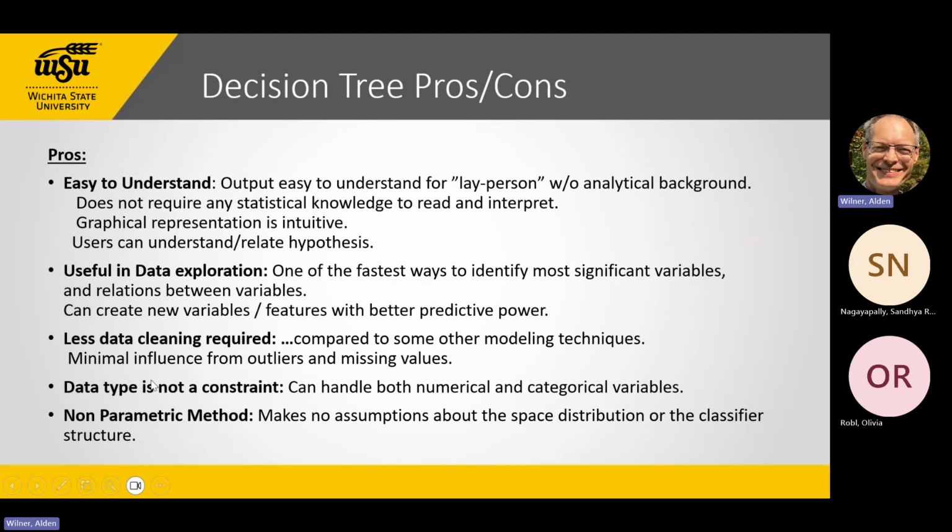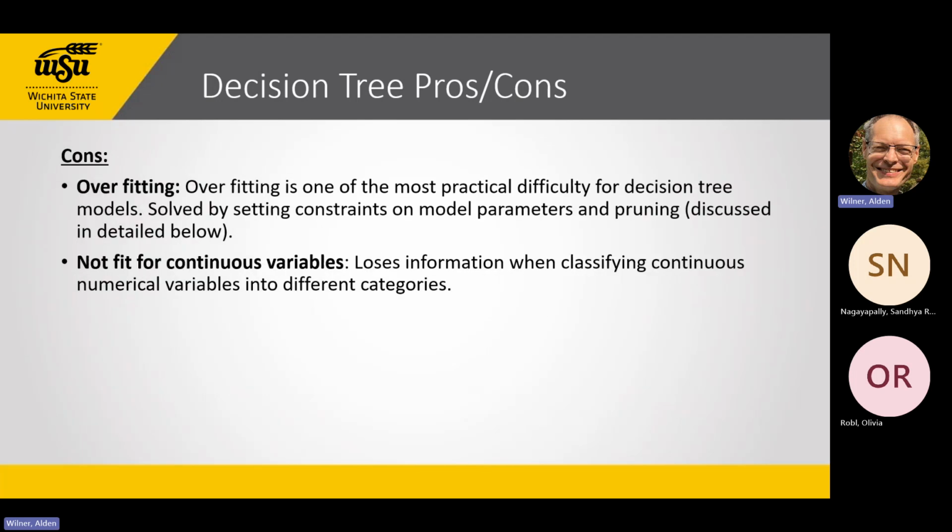The data type. Some algorithms only work with numeric data. Others only work with categorical. Decision trees can handle both. Doesn't care. It's also non-parametric in that it doesn't make any assumptions about the distribution of your data underneath, right? It's just looking at the data, making classifications, okay?